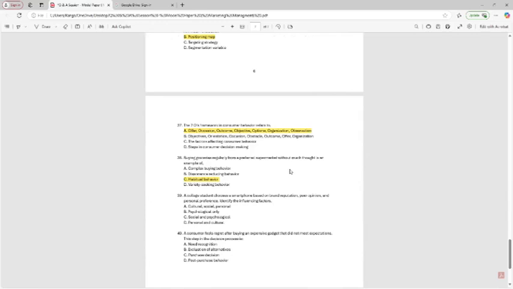So what is the best answer? Best answer is A. Cultural, social, and personal. Personal preference also there. For the question number 39, best answer is A. Yeah, because of the personal factors, we have to get the answer A. 39. The correct answer is A.